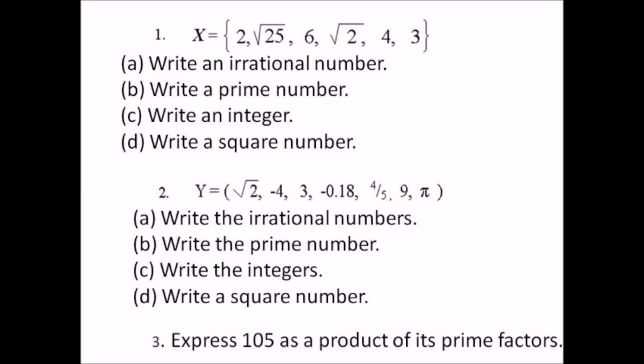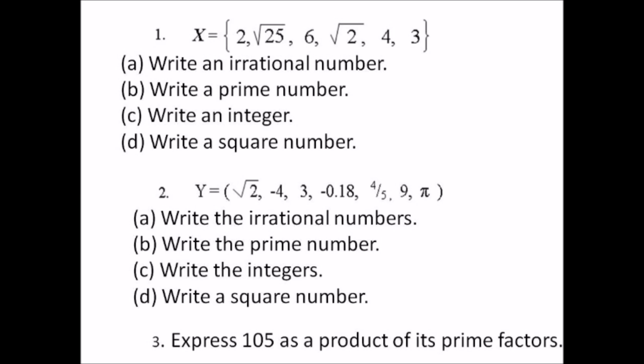2, y square root of 2, negative 4, 3, negative 0.18, 4 fifths, 9, pi. A, write the irrational numbers. And then B, write the prime number, only one. And C, write the integers. And D, write a square number.